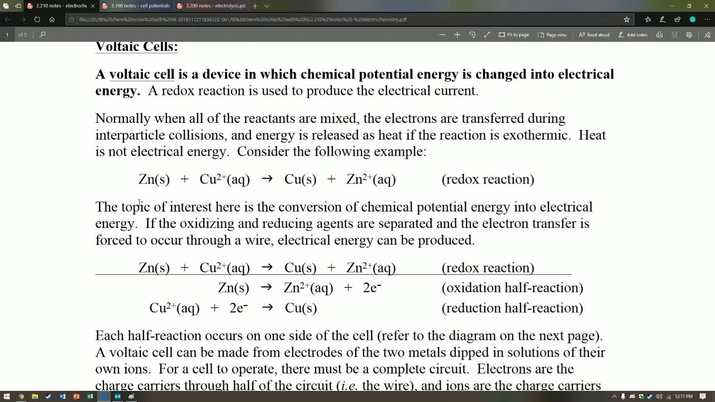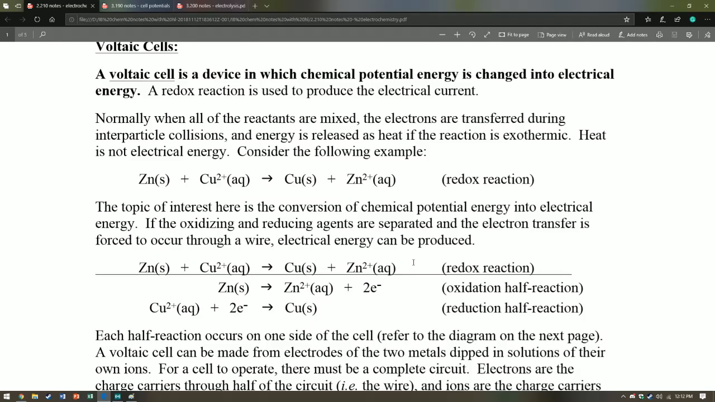Normally when all the reactants are mixed, the electrons are transferred in particle collisions and the electrons are released as heat if the reaction is exothermic. Heat is not electrical energy. That's the problem. So consider that reaction here. How do we generate a current from this reaction? The way we can do that is by separating them, basically forcing the reaction to happen through a wire.